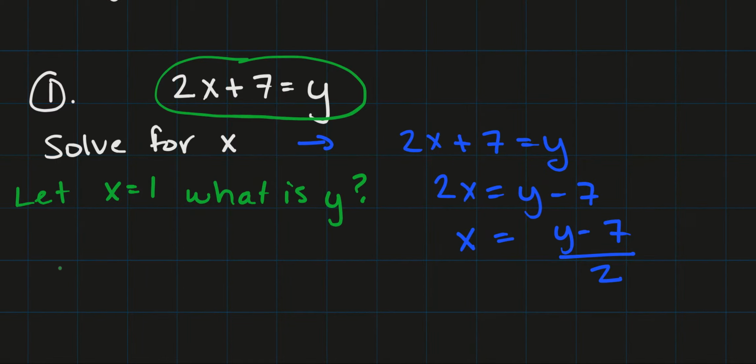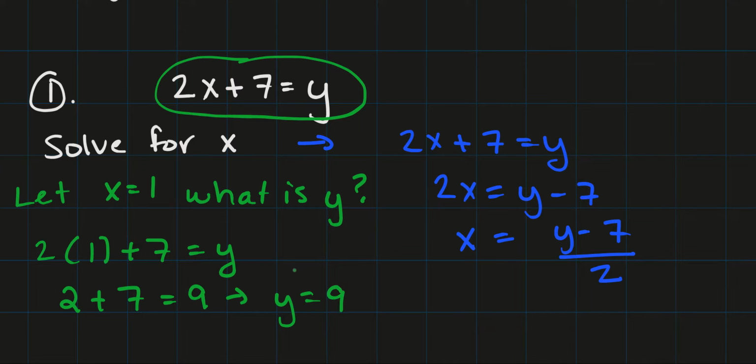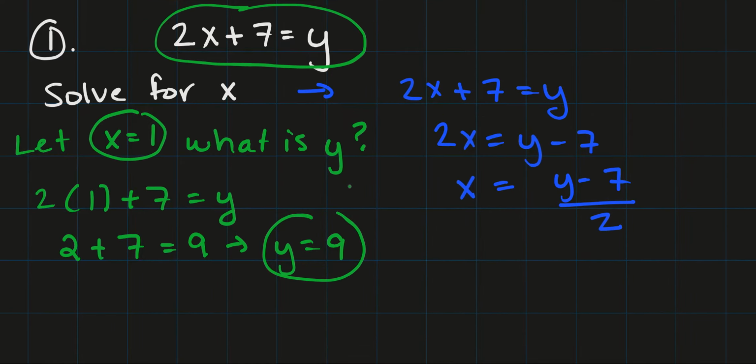So if x is 1, we have 2 times 1 plus 7 is y, and we just simplify this. We have 2 times a positive number, positive 1, so we get 2 plus 7, and 2 plus 7 is 9, so y is 9. Let's try a different one.